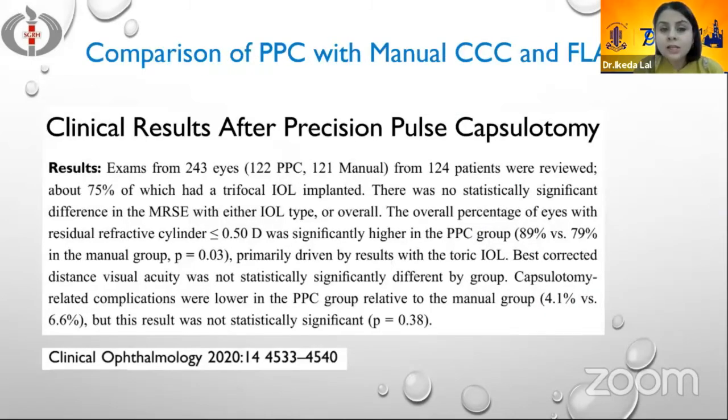What does the literature tell us? This is a study which compares the precision pulse capsulotomy versus the manual technique. Here, especially in patients who require toric IOL, the residual cylinder was less than 0.5 diopter, which was significant as compared to the manual group.